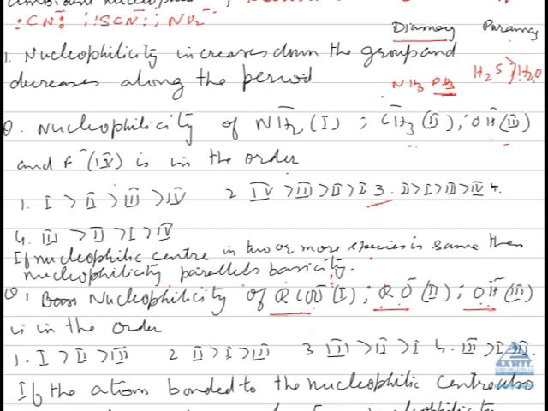So first will give you carboxylic acid, other will give you alcohol, the third one will give you water. Alcohols are less acidic than water. So RO minus is a stronger nucleophile than OH minus. Carboxylic acid is the strongest acid, so carboxylate ion will be the weakest base, hence weakest nucleophile. So the answer will be second is greater than third is greater than first.